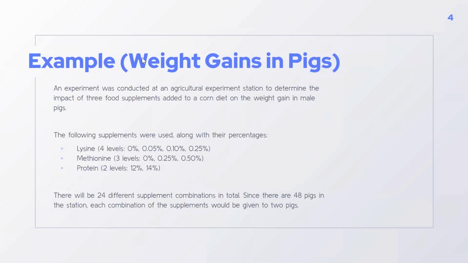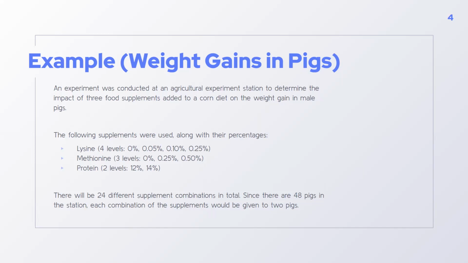Example, weight gains in pigs. An experiment was conducted at an agricultural experiment station to determine the impact of three food supplements added to a corn diet on the weight gain in male pigs. The following supplements were used along with their percentages.